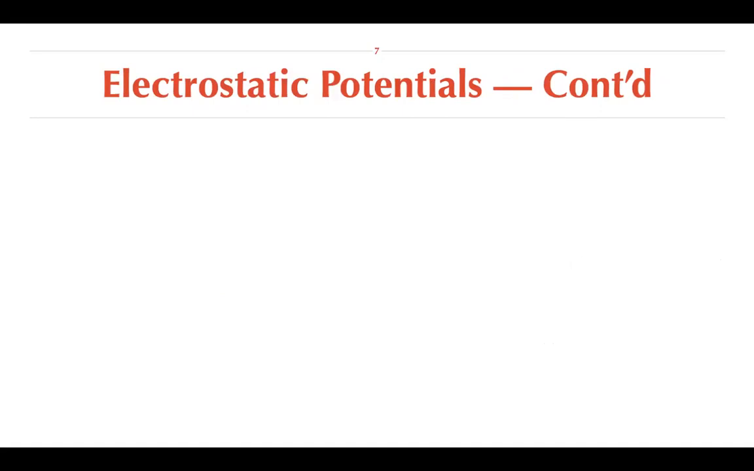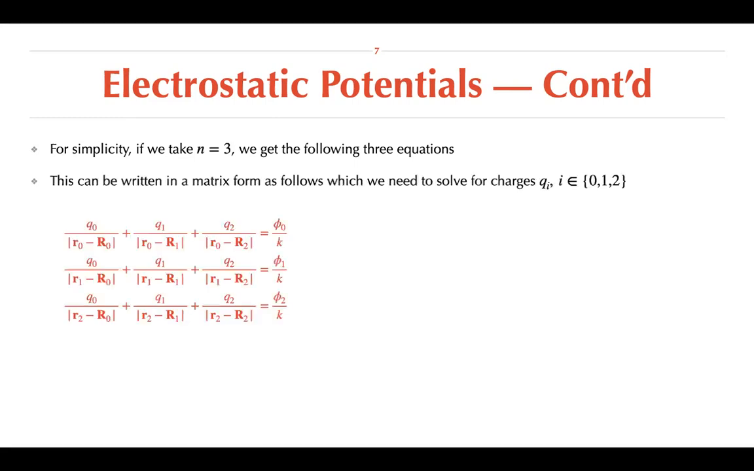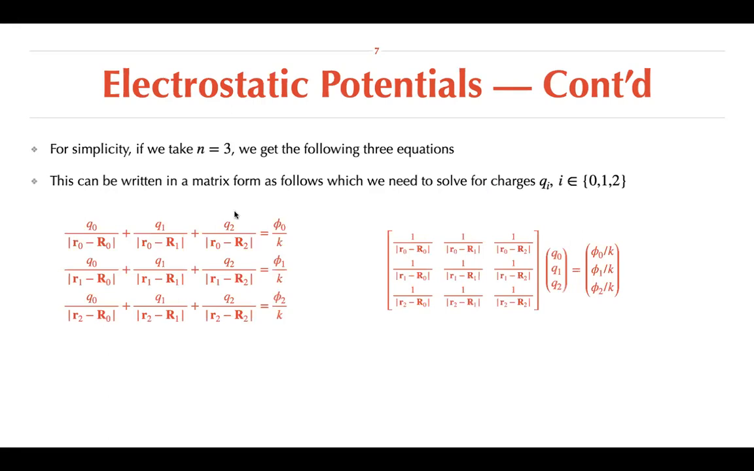Then you can set up the following system of equations. You can do it in general for any n, but for simplicity, so that you can clearly see the math, let me take the example of n equal to 3. In that case, you get this system of equations. Here phi 0, phi 1, phi 2 and r0, and so on, are all known, apart from q0, q1, and q2. This system is equivalent to a matrix equation, and you want to solve it so that you can get the values of q0, q1, and q2. This is the problem we want to solve.